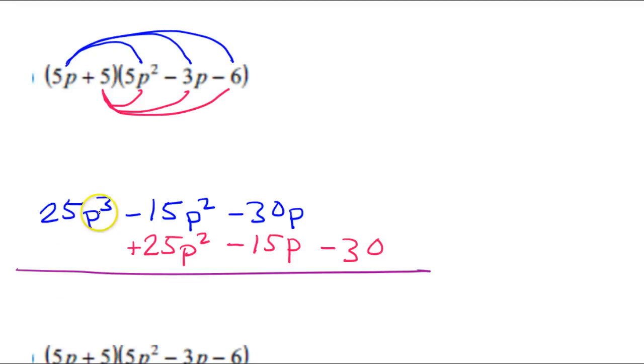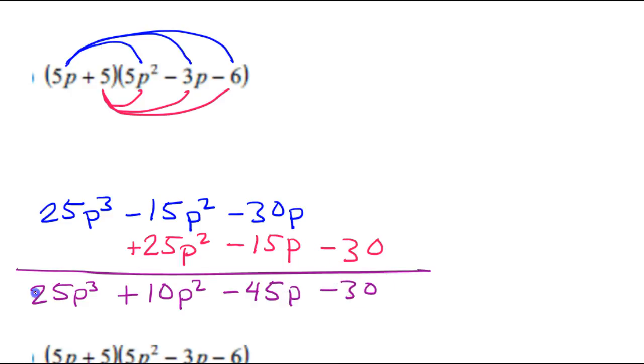So 25p to the third power has no like term, so I'm just going to bring that down. Now we have negative 15 plus 25. That's basically 25 minus 15. So that'll be positive 10p squared. Now negative 30 plus negative 15 is going to be negative 45. So this will make negative 45p, and then we bring down the minus 30. So this should be the final answer.